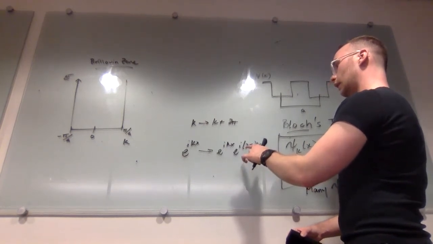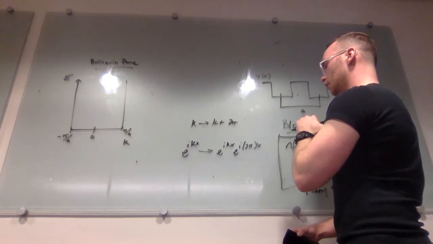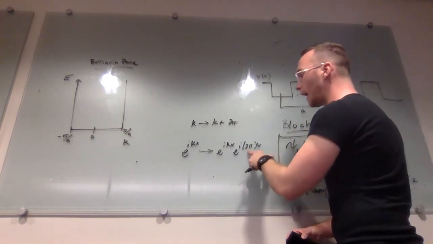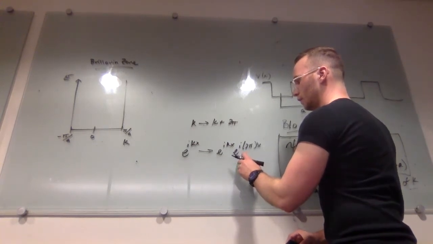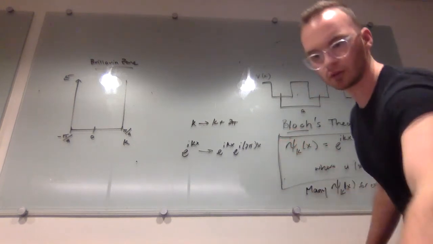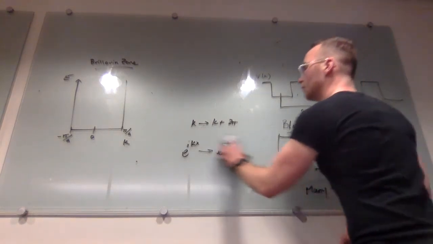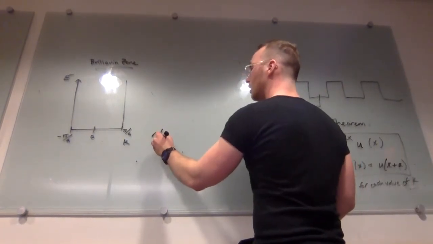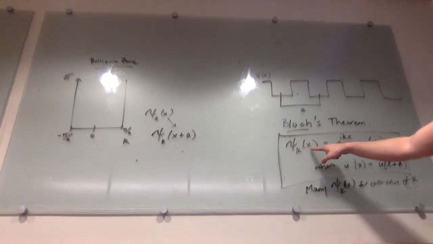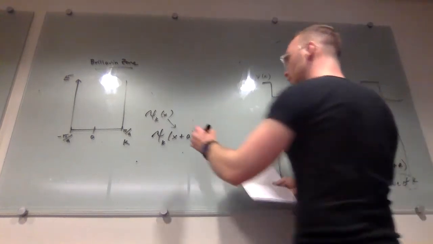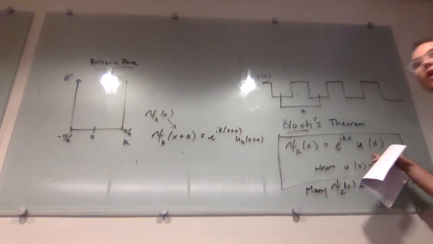Sorry, I meant to do something else. I meant to say if you change psi k of x to psi k of x plus a, so all I'm doing is shifting this over, then I get e to the i k (x plus a) times u k (x plus a). I'm literally just plugging in for this.